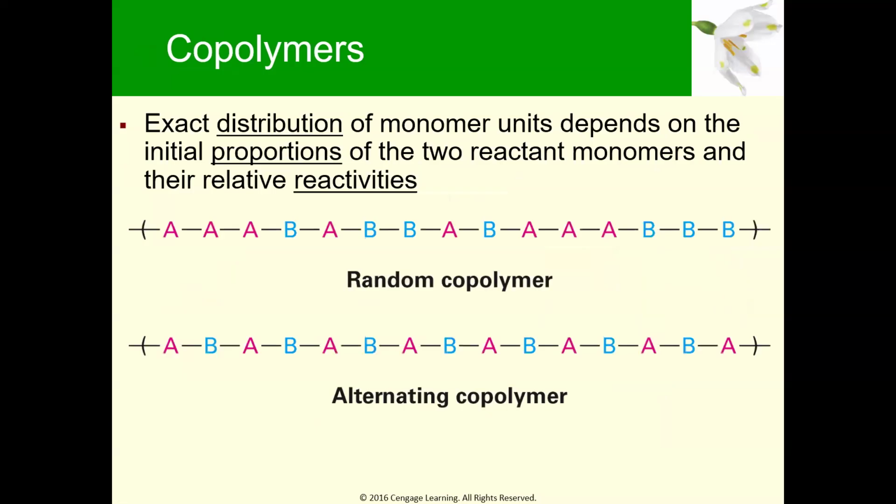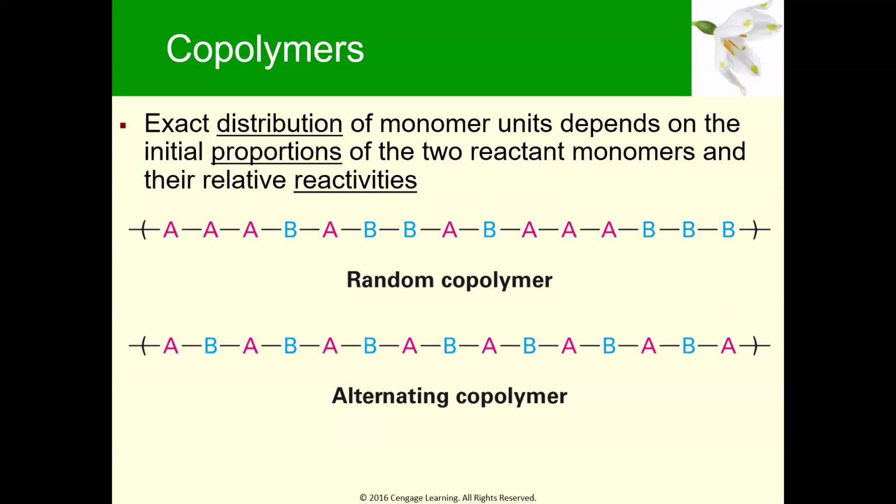So they can organize themselves in different ways. It can be random, or it can be perfectly alternating, where you have A, B, A, B. So it just depends. The exact distribution of the monomer units depends on 2 things. The proportions. If you've got a lot of one monomer type and a little of the other monomer type, you would expect to see, relatively speaking, a lot of one monomer and very little of the other monomer incorporated into the polymer.